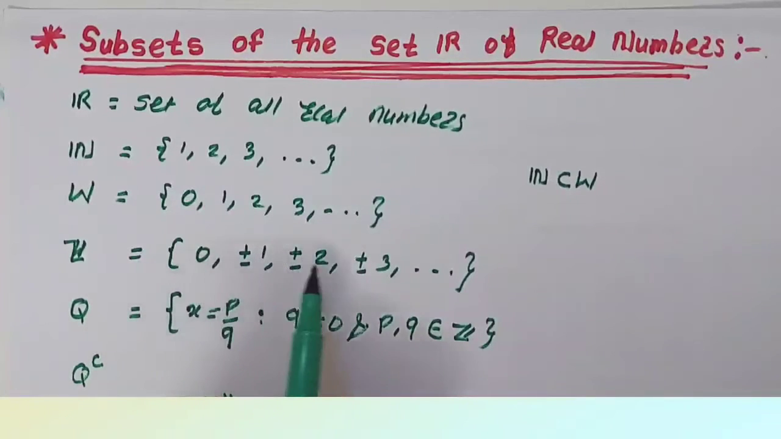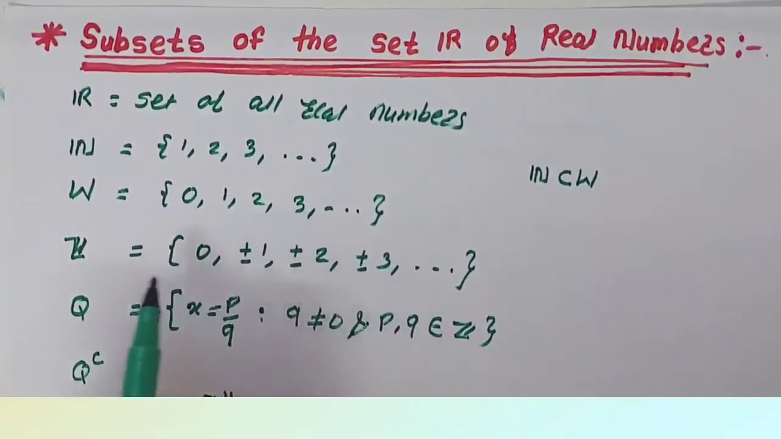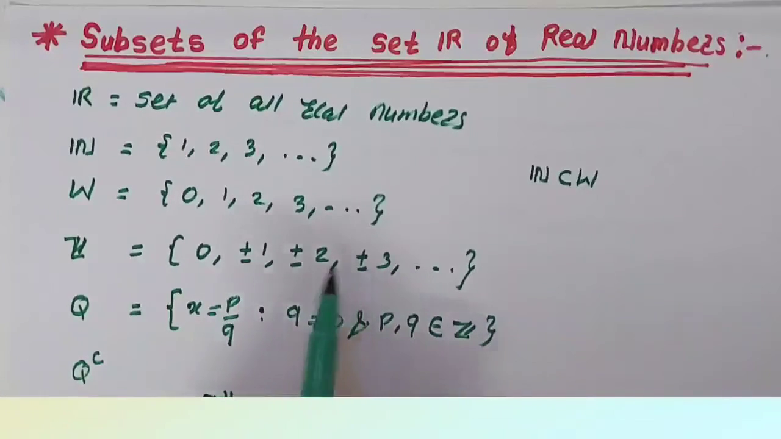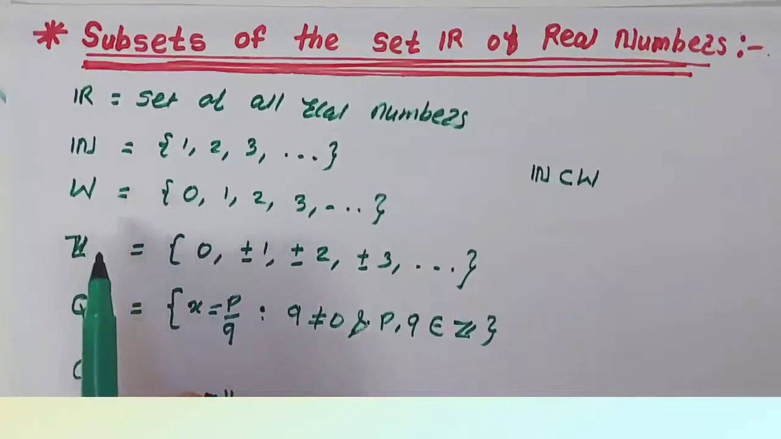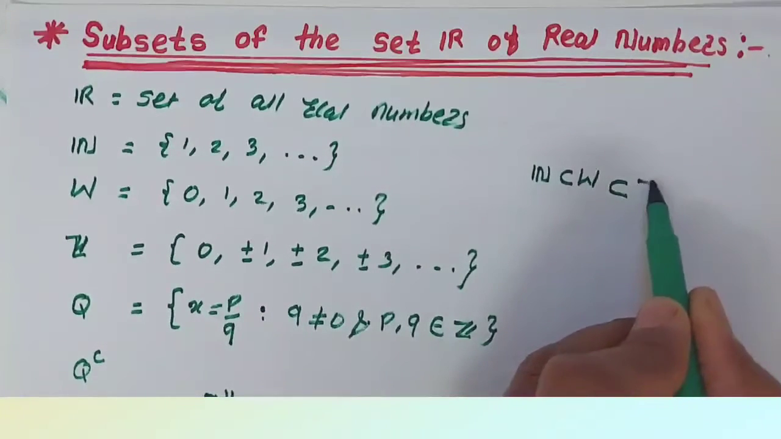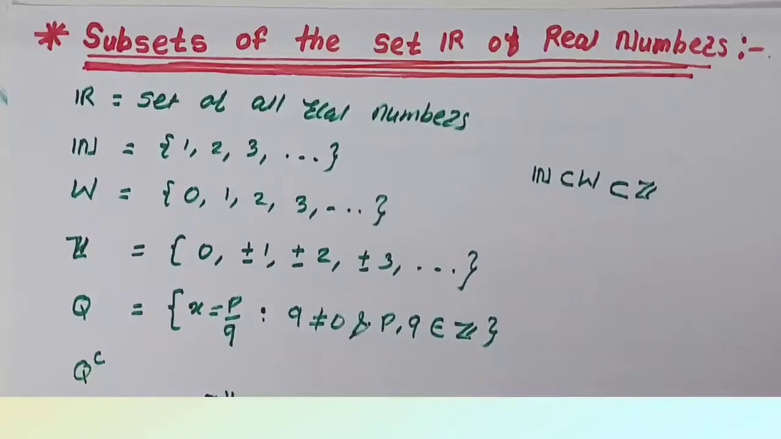See here 0, 1, 2, 3 all numbers are contained, and इनके सिवा भी Z के अंदर कुछ other elements भी contain हैं. That means again whole number is a proper subset of set of integers. So we can write W is a proper subset of Z.